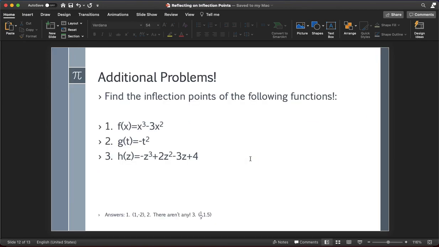Oh, one thing I do want to comment on is that for number 2, there technically aren't any answers in terms of inflection points, but this is always negative, and it's important to know that it's always concave down. So I just want to make that clear.